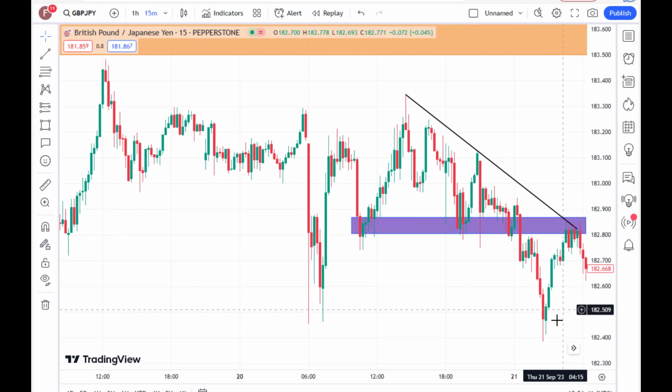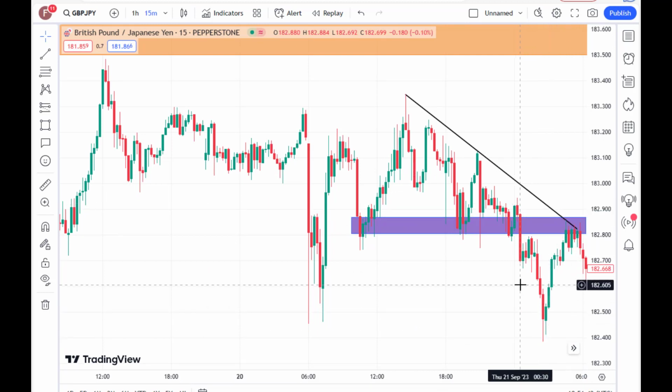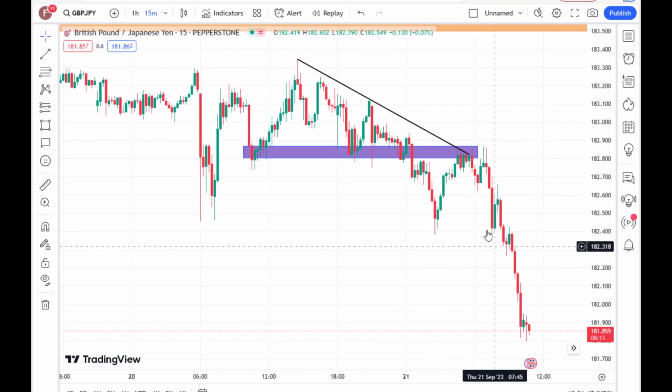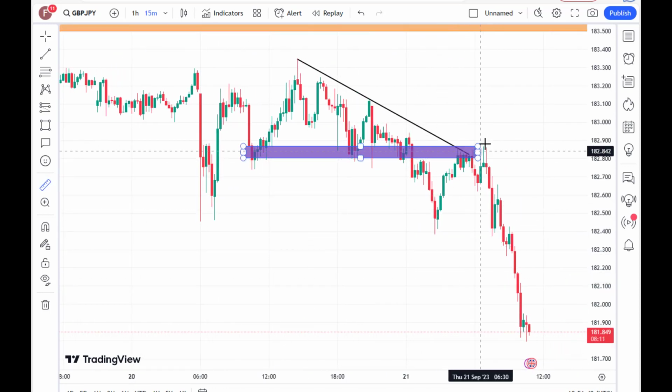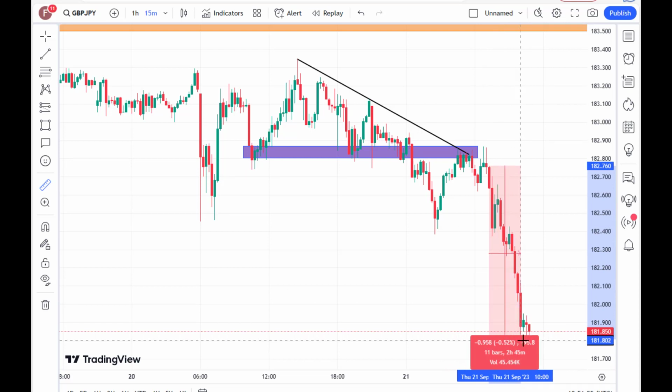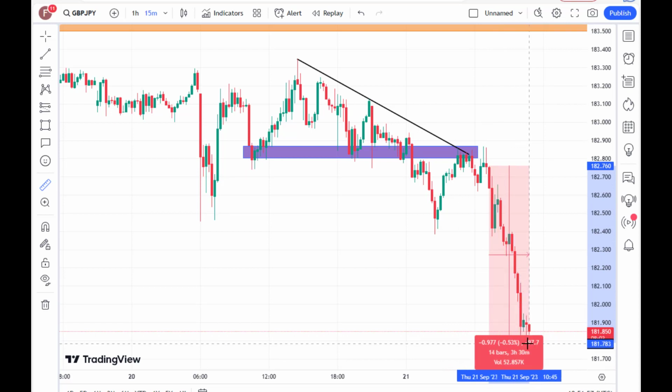Sometimes we usually target this low here, but guess what, price dropped rapidly and moved about 104 pips. If you look at it very well from this zone here, if you measure, you are going to see that price has dropped just in the space of how many hours. Price has dropped almost 100 pips, guys, just by understanding this confluence.